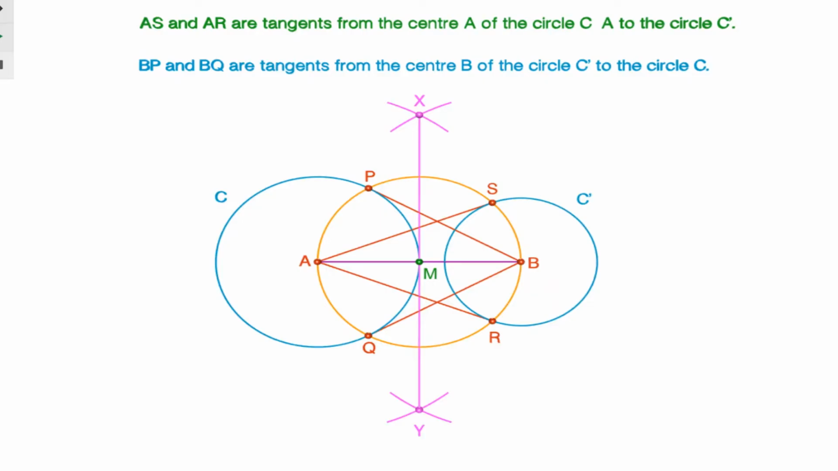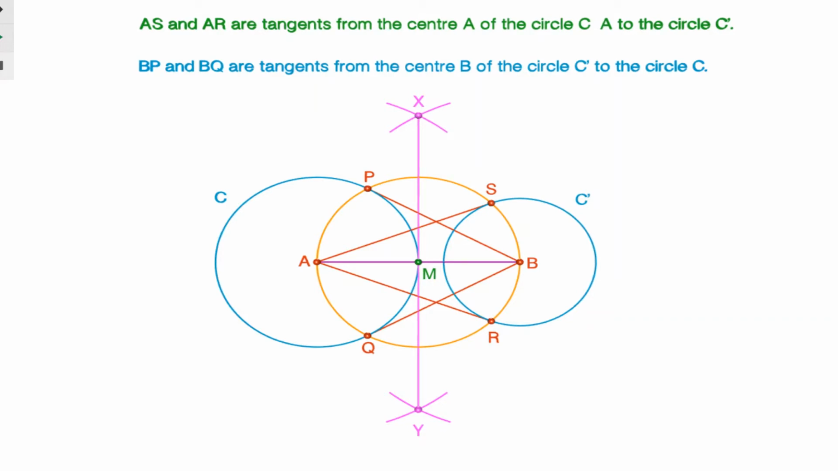In this construction, we have drawn a circle C with center A and a circle C dash with center B. And AS and AR are two tangents drawn from the center A of the circle C to the circle C dash. So A is an external point for circle C dash. So from an external point A, two tangents AS and AR are drawn to C dash.